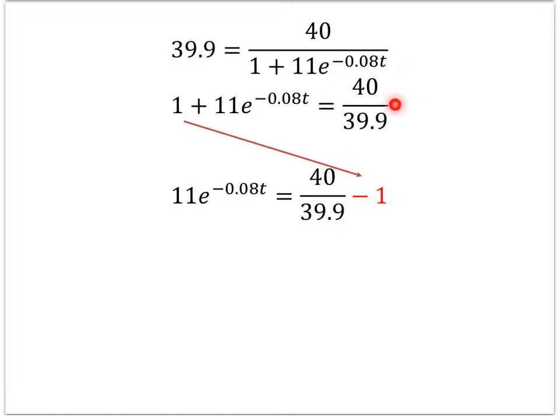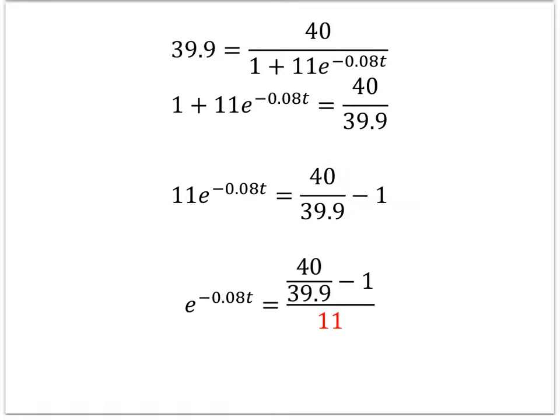I know most of you would probably go ahead and just get what that equals, but I'm just carrying it along the way. I'm going to subtract 1 on both sides, and then divide by 11. Again, there's no problem with you doing this each step. I'm just showing you in kind of one big step. I divided both sides by 39.9, subtracted 1 on both sides, and now I'm dividing by 11.